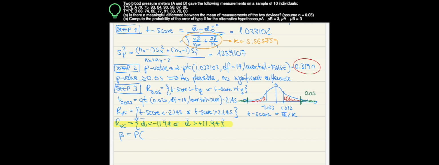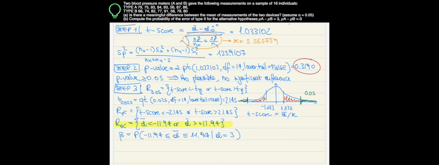So for d bar to be between minus 11.94 and 11.94, given that the real distance is 3. Okay, so we'll do this case, and the other case is very similar.